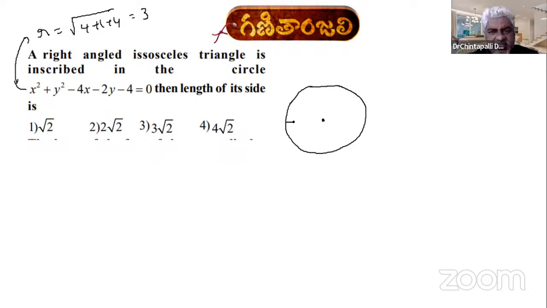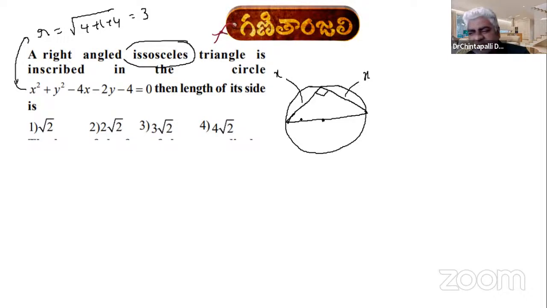A right angle isosceles triangle. It is a right angle isosceles triangle, right? As I told you, it is an isosceles triangle. The two sides are equal, right? This is x, this is x. And you know one thing, if a right angle triangle is inscribed in a circle, its hypotenuse is the diameter, right?